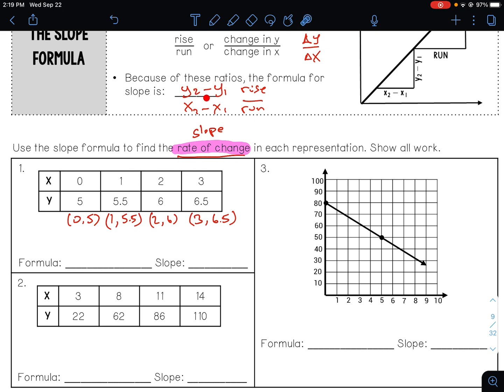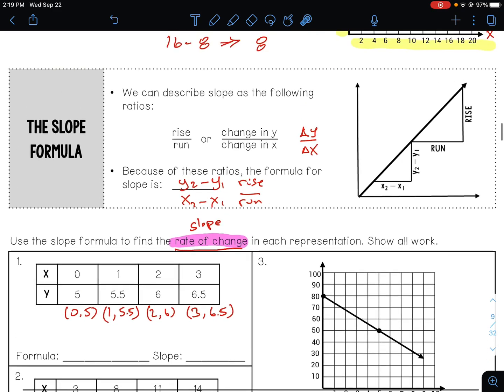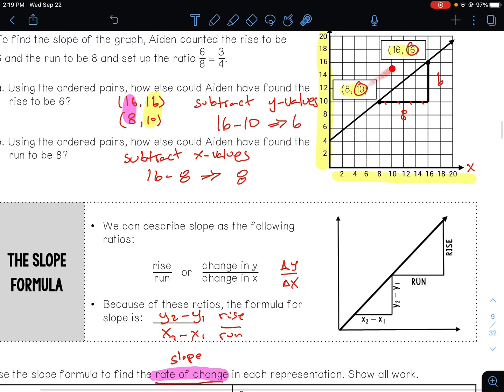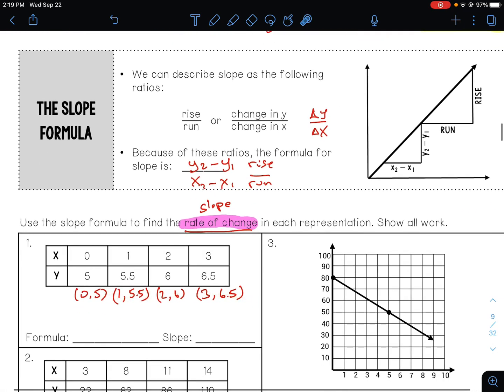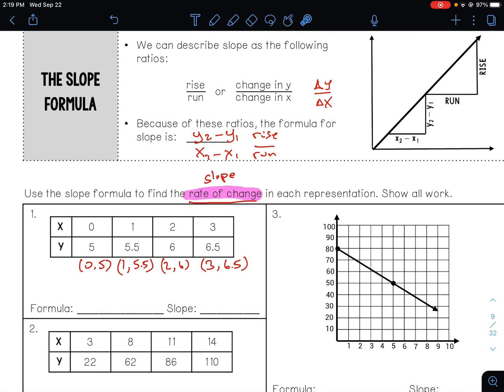So when you use the slope formula, you choose any two points, like we chose these two points over here to find the slope. We can choose any of these two points. Now, I'm going to choose the easier numbers, 2 and 6, and I'm going to use 0 and 5. Why those two numbers? Well, it's because I'm trying to avoid the decimals.